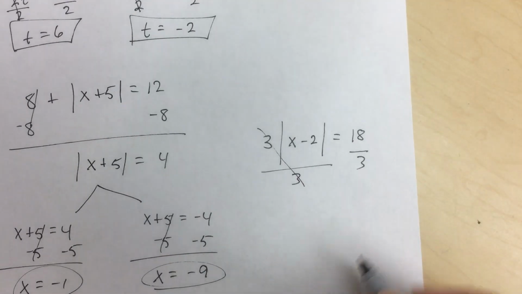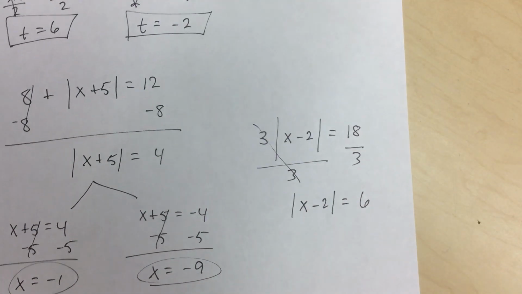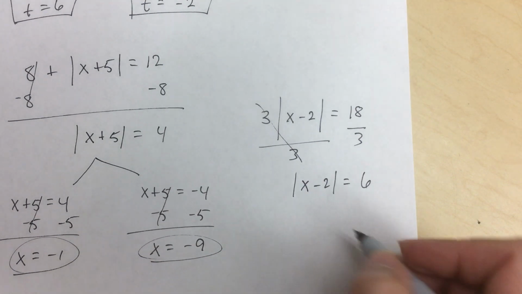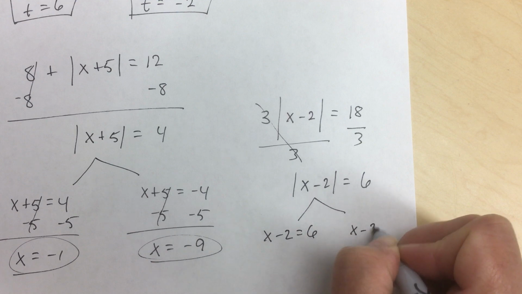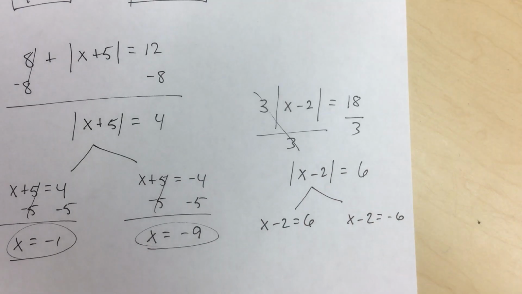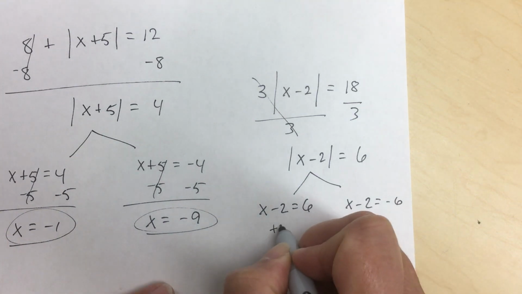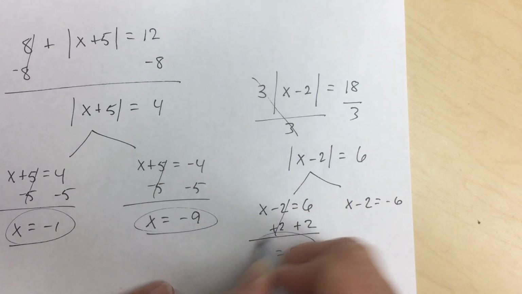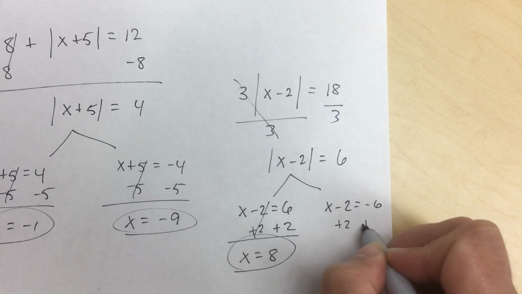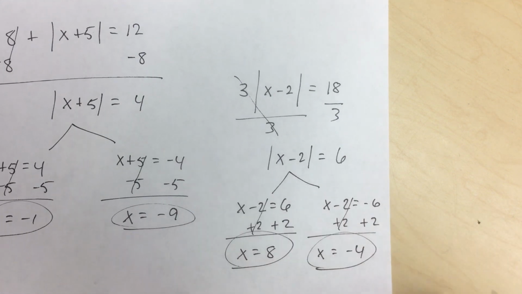3 divided by 3 is 1, so now I have the absolute value of x minus 2 is equal to 6. Now my absolute value is alone, so I have x minus 2 is 6, x minus 2 is -6. Now I solve those equations, add 2 to both sides, x equals 8, plus 2, plus 2, x equals -4.